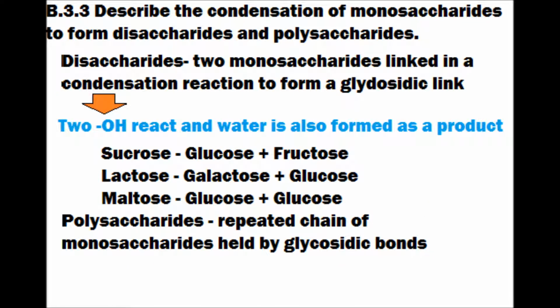B.3.3 Describe the condensation of monosaccharides to form disaccharides and polysaccharides. Disaccharides are formed by the condensation of two monosaccharides. A molecule of water is eliminated when an OH group from each monosaccharide reacts. Polysaccharides are formed by the repetition of the condensation reaction between monosaccharides, creating a chain of monosaccharides held by glycosidic bonds.